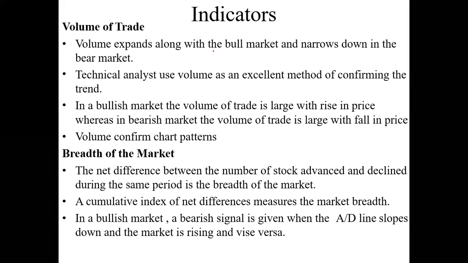So these are the two things: volume traded in the particular market. Obviously in a bullish market, the volume traded will be high, and in a bearish market it will be less, with the lower price. And breadth shows the difference between the stocks that advanced and declined during the same period.